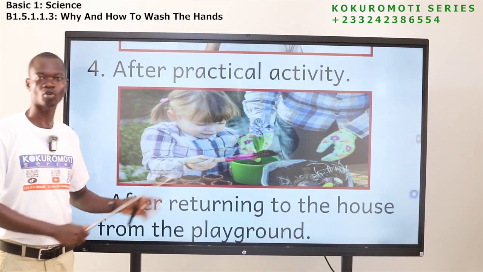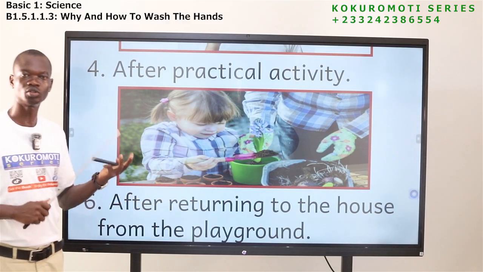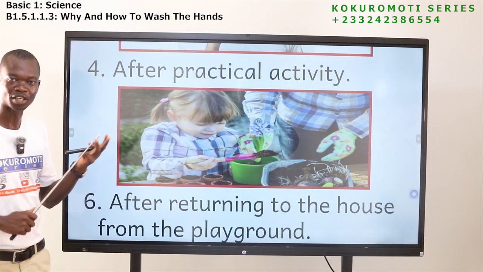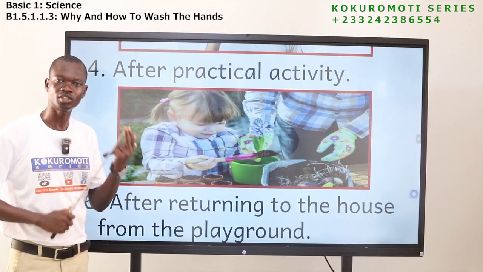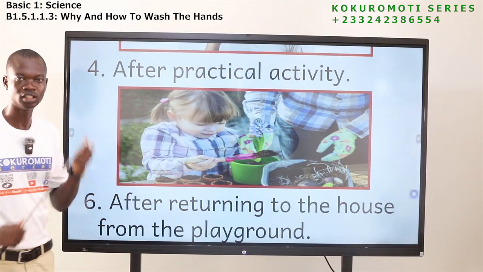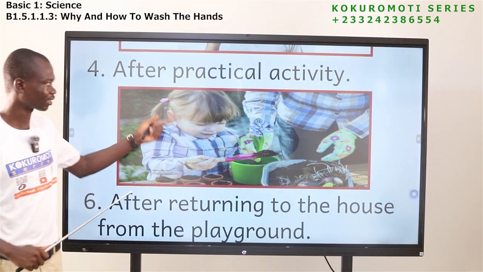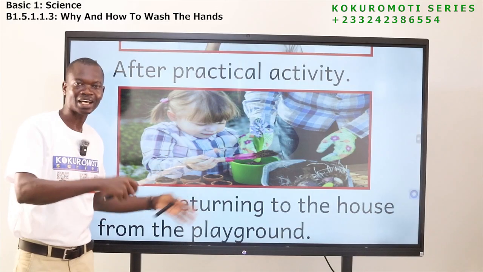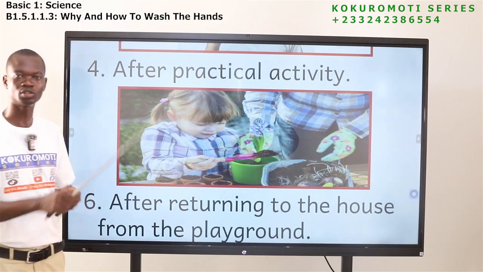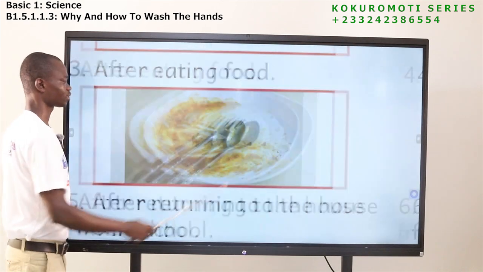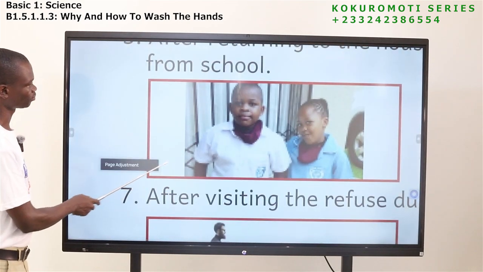We have seen four things that we do, and we need to what? Wash our hands before and after. After visiting the washroom, you need to wash your hands. Before you eat, you need to wash your hands. After eating, you need to wash your hands. And then after any practical activity, whether in the classroom, outside the classroom, you need to what? Wash your hands.